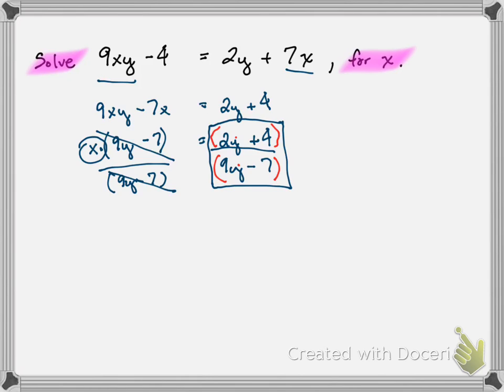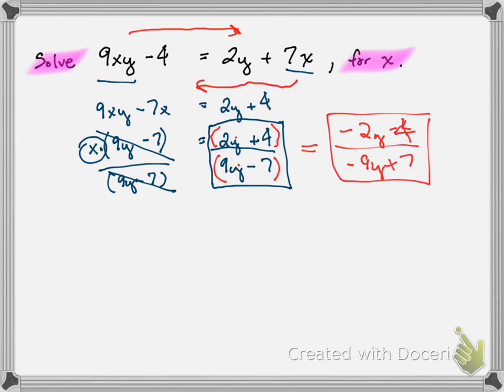We're finished. If you had gone the other direction, in terms of at the start, moved the 7x to the left and the 9xy to the right, then your solution for x would have been negative 2y minus 4 over negative 9y plus 7. And remember from yesterday's video, those are absolutely equal to each other.